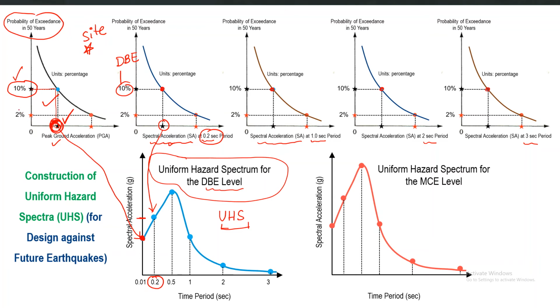Similarly, you can change your definition of hazard, let's say MCE level, this 2% probability of exceedance in 50 years. So corresponding to MCE level, you can also repeat the process and construct what we call as the UHS for MCE level. And obviously it will be higher compared to DBE level, because MCE level values will be far higher than the DBE level. On average, you can say that MCE level is around 1.5 times of the DBE level, roughly around 1.5 times. So this uniform hazard spectrum can be used for the design of structures against future earthquake.